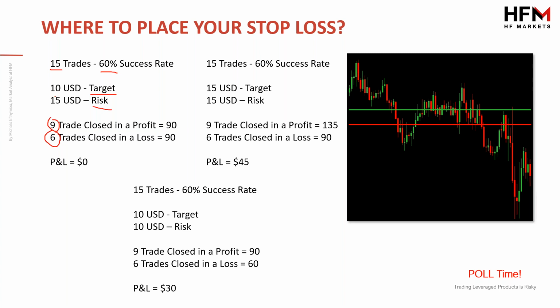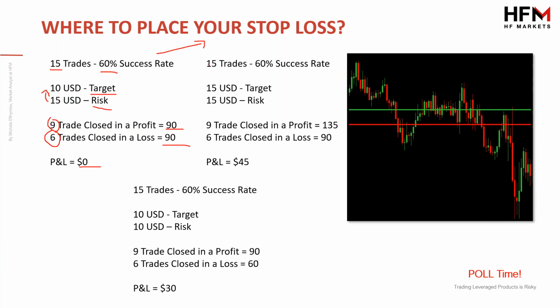A 60% success rate is not bad for a beginner. But because you're risking more than what you're looking to earn, you've got 90 and 90. So profit from profitable trades 90, loss from losing trades 90. So you're not in a profit. So what is the point? You don't have to wait for a 95% success rate in order to be profitable. Slightly change it if possible.